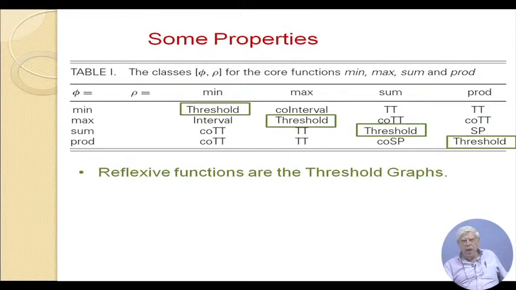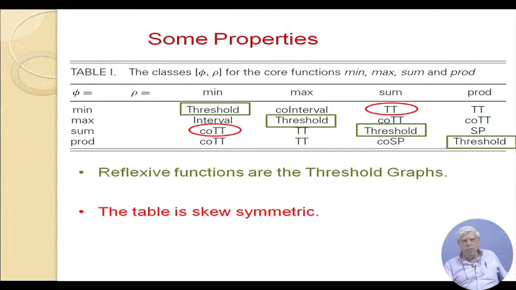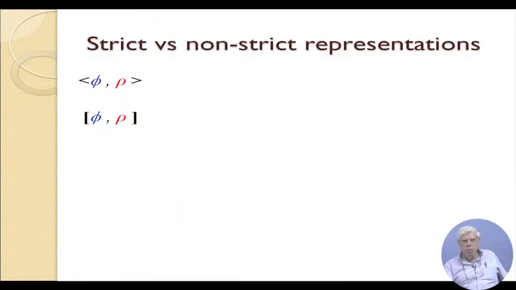Now notice on the diagonal, we have reflexive, that is, min-min, max-max, sum-sum, product-product. They always gave the threshold graphs. Well, we wondered, could that be generalized? Also notice the table is skew symmetric. That is, TT was above the diagonal, and co-TT was on the opposite side below the diagonal. Is that something that was just an anomaly, or could that be generalized?